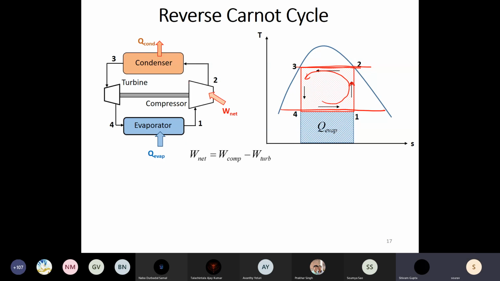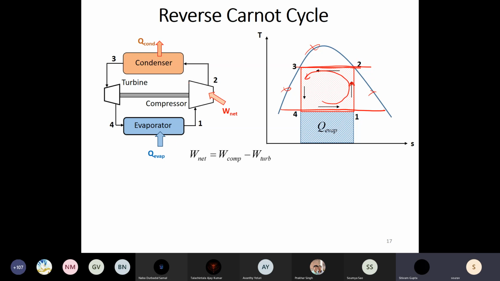Then 2 to 3, for the timing, forget about this dome. It is a cooling process, isothermal. So we put some heat exchanger to reject heat. Then 3 to 4 is the expansion process, again isentropic. So we put a turbine in this case, which will expand the gas and produce some work.